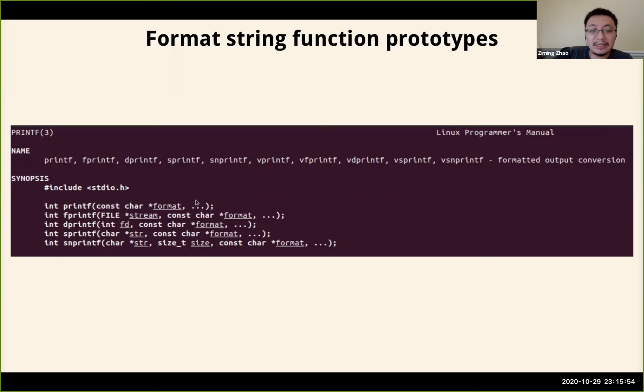So as you can see, the format string doesn't have to be the first argument. It can be the second, it can be the third. The key here is you can have many arguments that you know the type. However, there are more arguments here, which you use 3 dots to represent, that you don't know the type, you don't know the number.